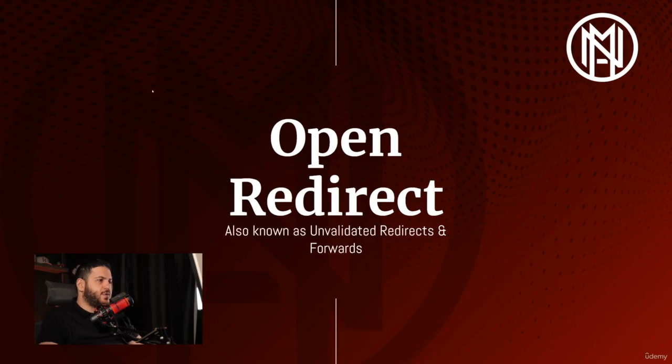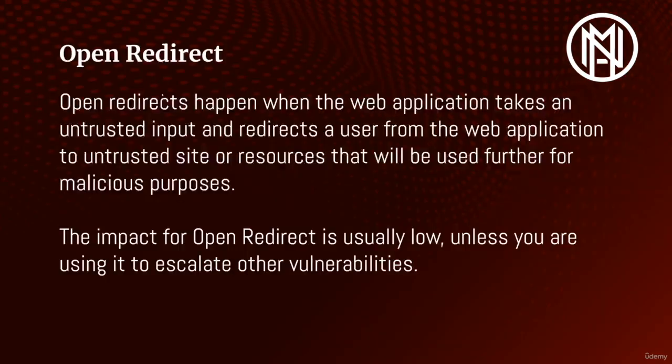Now let's look at our first vulnerability, Open Redirect, also known as unvalidated redirects and forwards. Open redirects happen when the application takes an untrusted input and redirects a user from the web application to an untrusted site or resource that will be used further for malicious purposes. The impact of an open redirect is usually rated low unless you're using it to escalate another vulnerability.